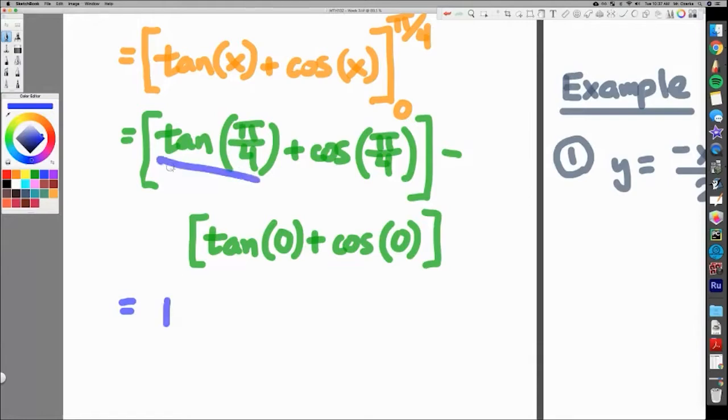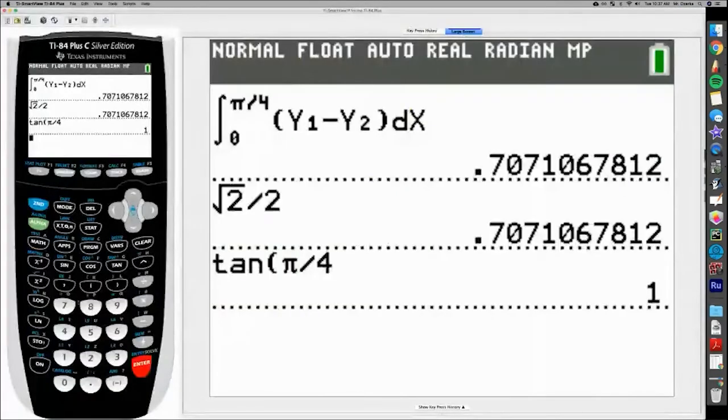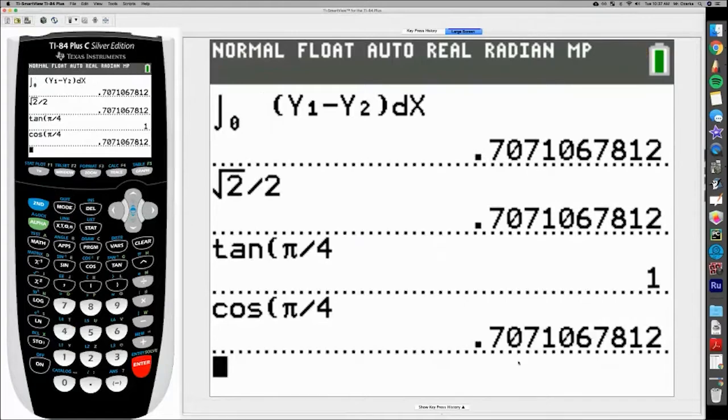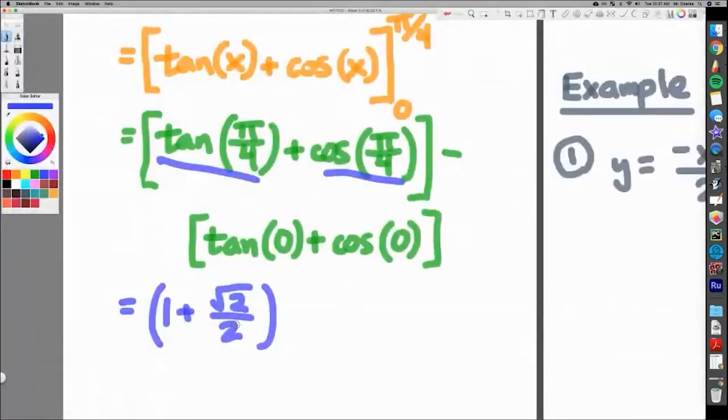So this is 1. Okay, this is root 2 over 2. That one you kind of have to know the unit circle for. You can put it in your calculator, but then you get that weird answer that we got before. That's still root 2 over 2. Root 2 over 2. Okay, minus tan of 0. Well, that's awesome. It's 0. So we're going to have 0. Plus cosine of 0 is 1. So you can put a 1 there.